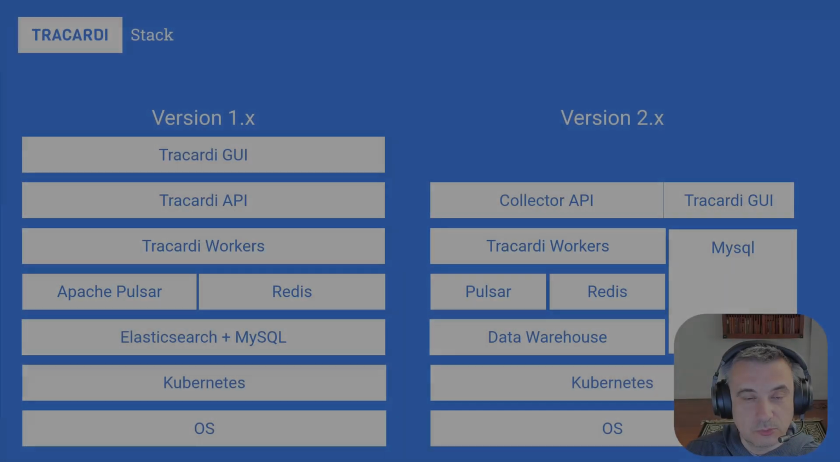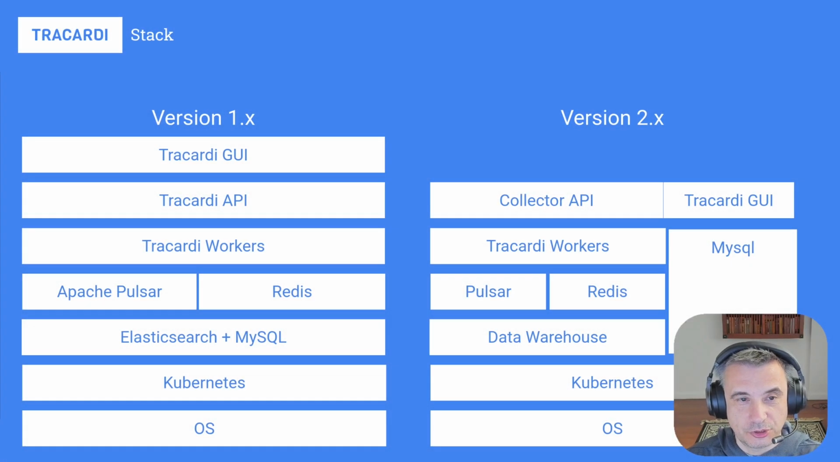Hello, today I would like to present the architecture of Tracardi and the differences between version 1 and version 2. Version 2 is not available right now. It should be available around the second quarter of this year. But this presentation will show you the main differences between the two versions and the architecture of the system. So with version 1.x, we have this stack of dependencies.